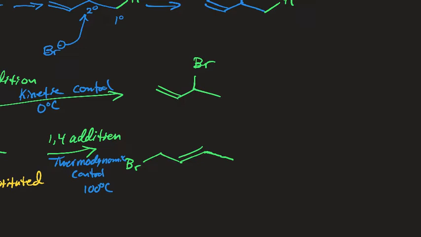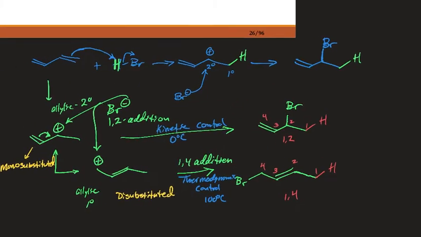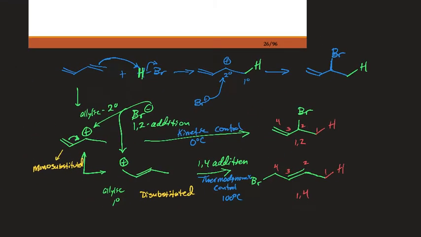Again, we have a di-substituted alkene versus a monosubstituted alkene. Either way, the hydrogen added at that position, so this is carbon 1, 2, 3, 4, and this is the 1,4 product right there. Under thermodynamic control, you get the 1,4 addition product. Under kinetic control or cold conditions, you get the kinetically controlled 1,2 addition.